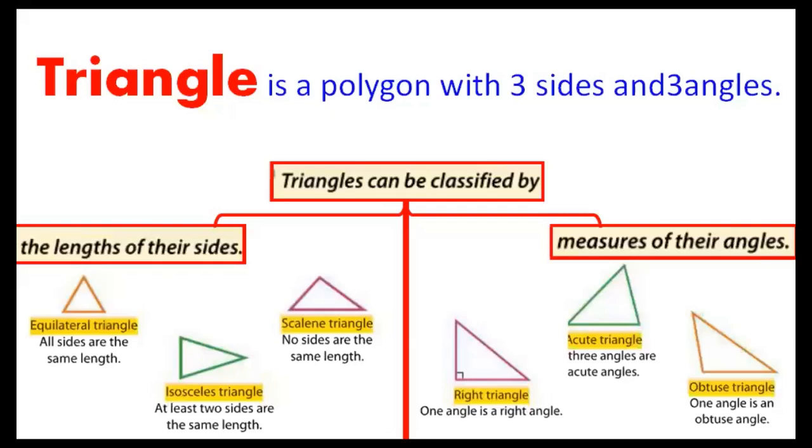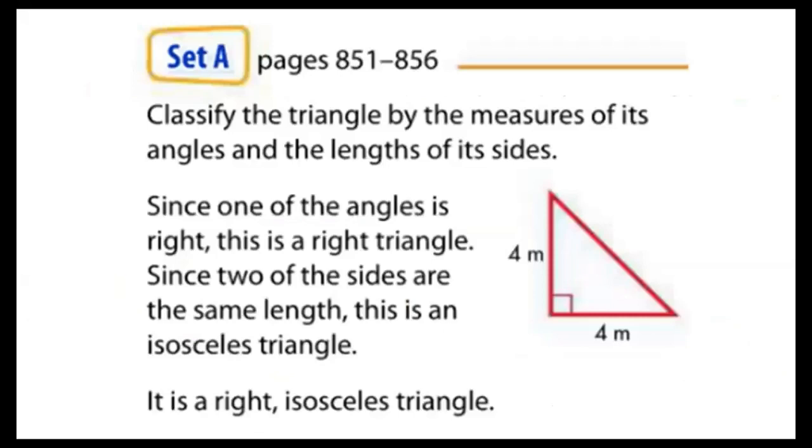So let's move and start on page 877. After listening to the small revision that I mentioned about classifying triangles, how to divide them according to the length of their sides or the measure of their angles, let's read set A and try to understand what we are going to do. Classify the triangle by the measure of each angle and the length of each side. It's clear for you now. Three types here and three types here. Three types for side lengths and three types for measure of angles.